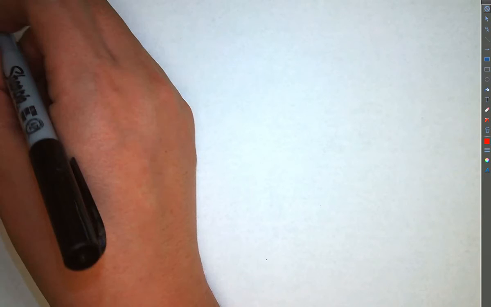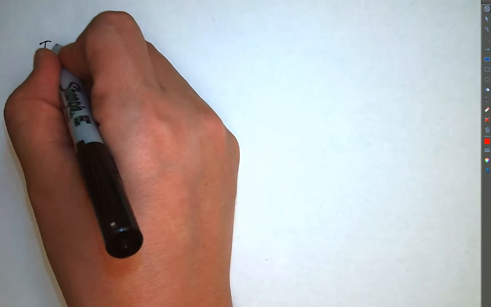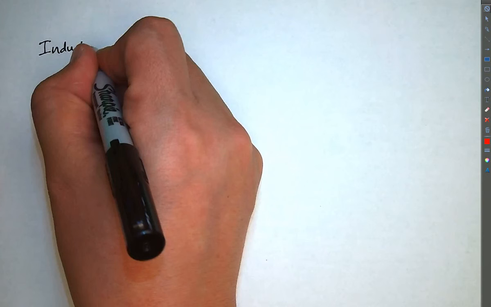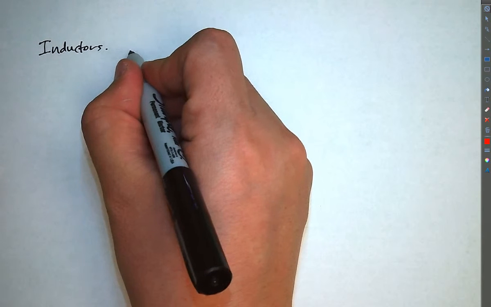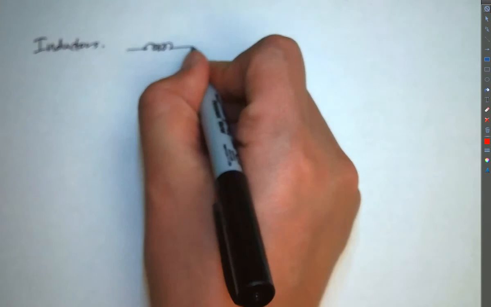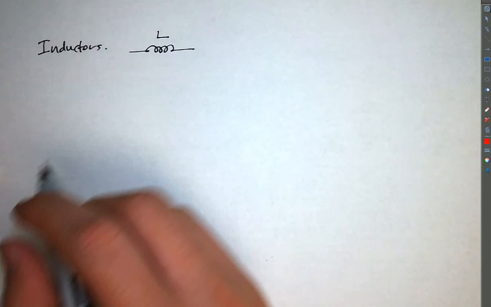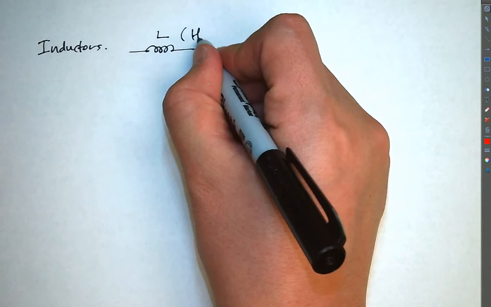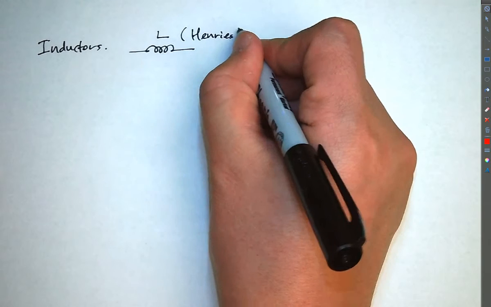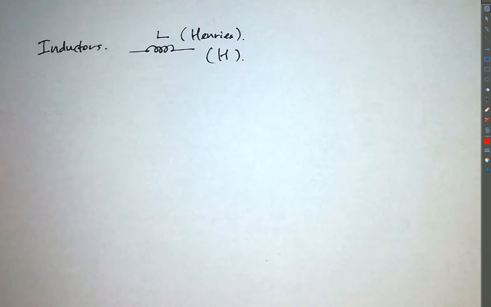Okay, in this video we will look at inductors. The circuit symbol for inductors, we have this line like this, and we indicate inductors by L. And the units for inductors is henries, and typically we just write H. This is the units for inductors.